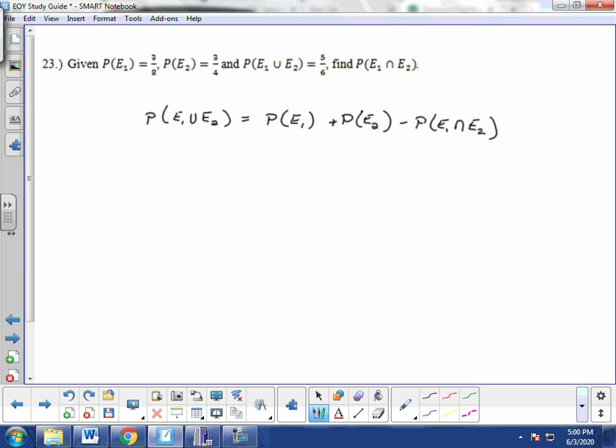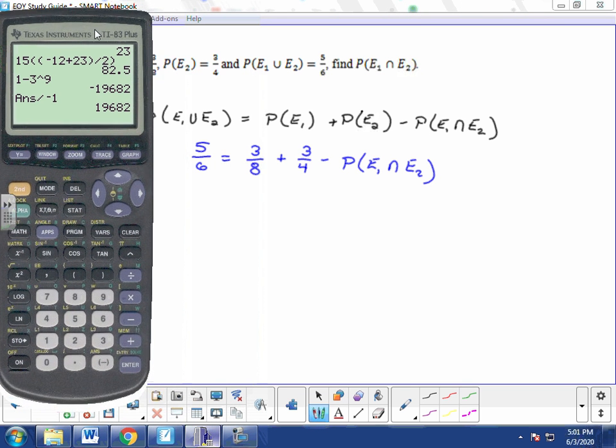So I know that the probability for event 1 or 2 occurring is 5 over 6. I know the probability for event 1 occurring is, looks like, 3 over 8. I know the probability for event 2 occurring is 3 over 4. What I don't know is the probability for event 1 and event 2 occurring. So I can solve for this by moving my like terms to the other side of the equation. I can do this in the calculator.